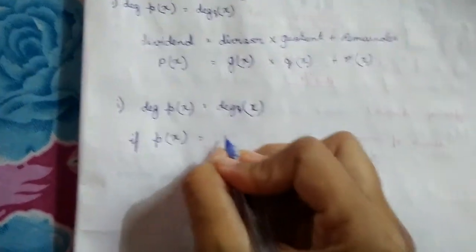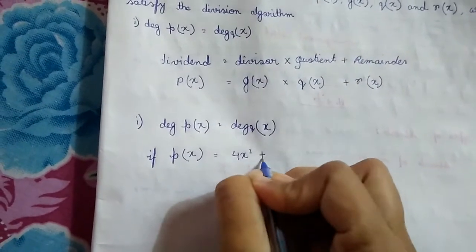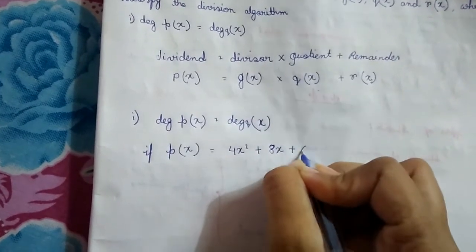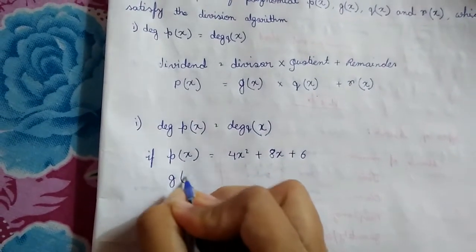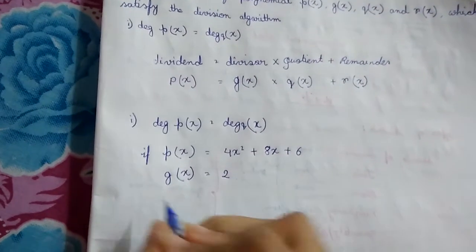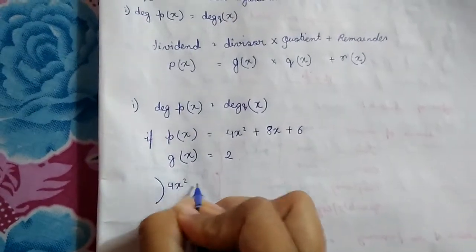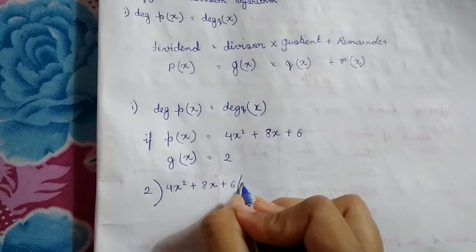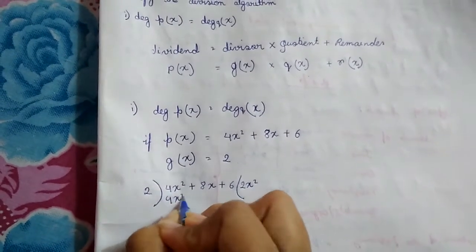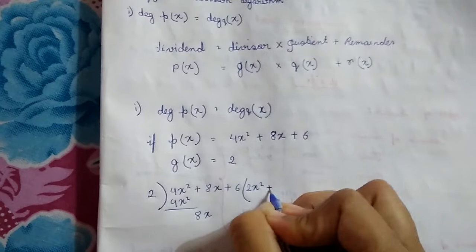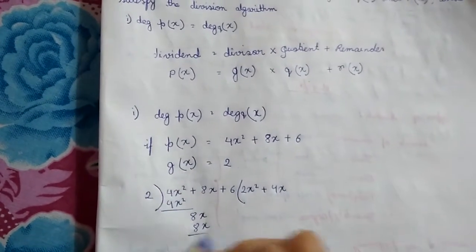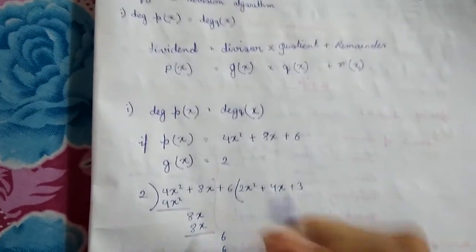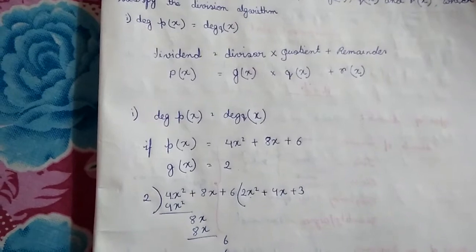The example for this: if p(x) equals 4x square plus 8x plus 6, g(x) equals 2. Now you can divide them, 4x square plus 8x plus 6. If we divide with 2, we get 2x square, that will be 4x square, then plus 4x, that will be 8x, and then 3, that will be 6. So you can easily see the degree of the quotient is equal to the degree of p(x).